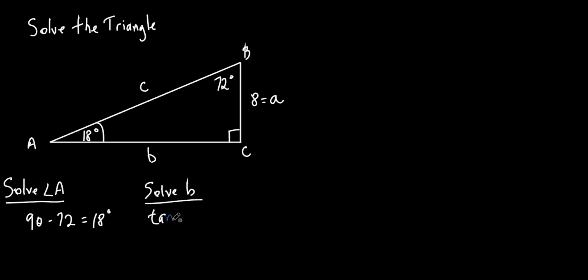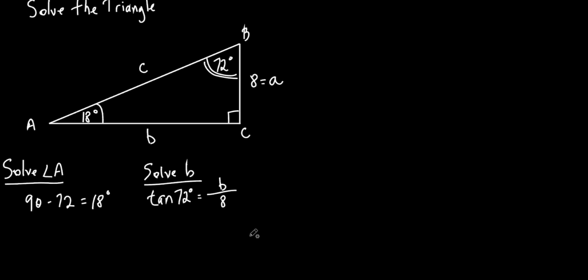The tangent of what? Which angle was I dealing with? I was dealing with the 72, wasn't I? Because this is opposite 72, this is adjacent to 72. So I'm taking the tangent of what? 72. And that's equal to the opposite over the adjacent. Which side is opposite? It's B. Over the adjacent, which is 8. And now I just have to do a little bit of math. It's not much, just a little bit, and solve for B. What's my step?